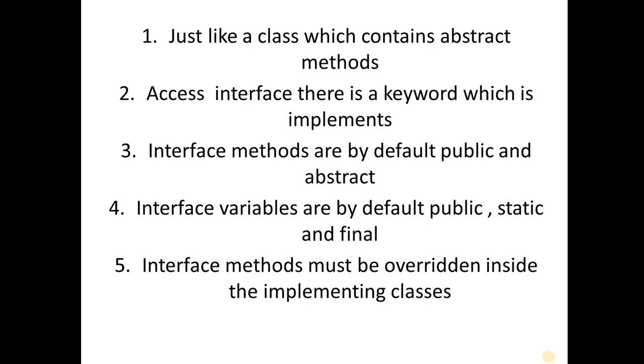Interface methods are by default public and abstract. Every method which is present in interface is by default public and abstract. So you cannot declare private, protected, default methods or static methods, final methods in interface. You can only declare public and abstract methods, which are by default in interface. Then if you declare some variables in interface, those interface variables are by default public, static as well as final. You cannot declare protected or private variables in interface. You must declare public variables, which are by default static as well as final.